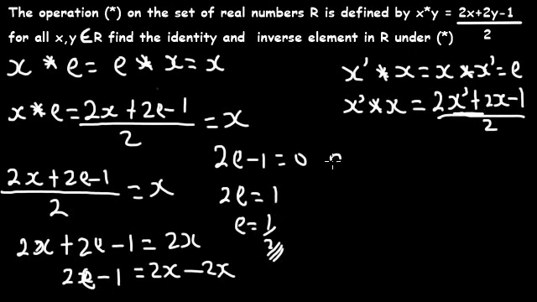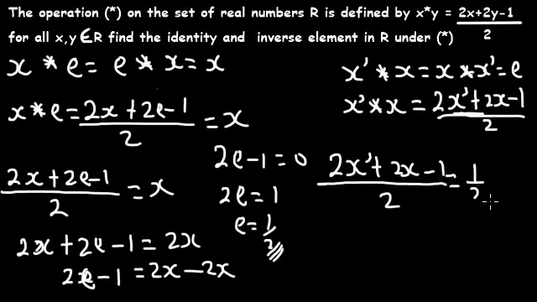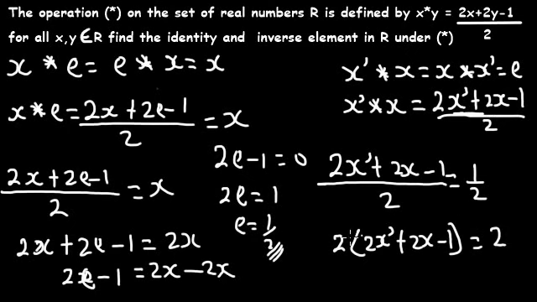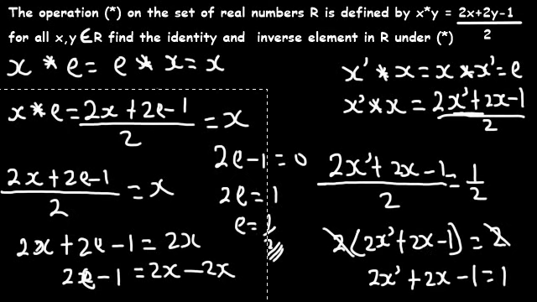And therefore we have 2x prime plus 2x minus 1 all divided by 2 equals 1 half. Now from cross multiplication, we have 2 times 2x prime plus 2x minus 1 equals 2. Now notice that the 2 can cancel, and we have 2x prime plus 2x minus 1 equals 1. Now the goal is to solve for x prime. We are out of space, so let's get rid of some steps.